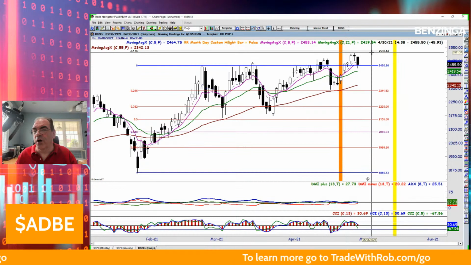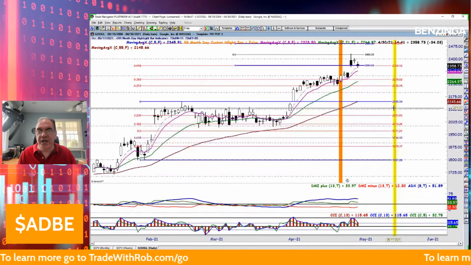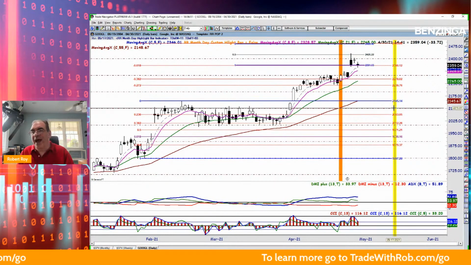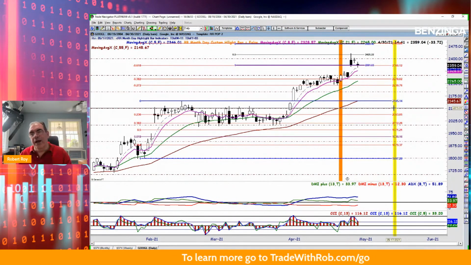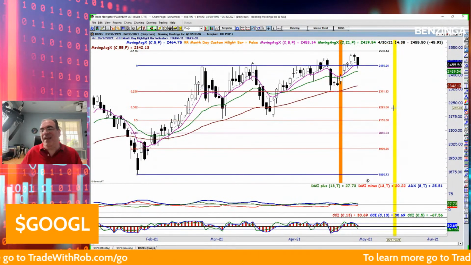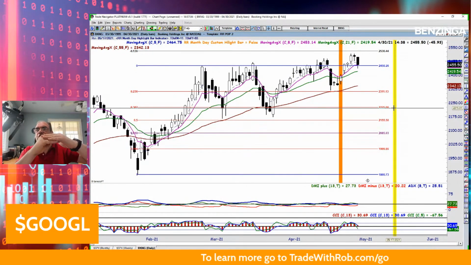So we're looking for the 25.30 as our target if we get the bounce. Google is our next one, right? Now, where's the moving average? Not near the fib line. If I had to give it an ABC, I'd give that an A. The moving average and the fib line are sitting right on top of each other.